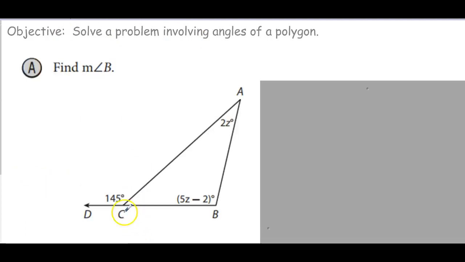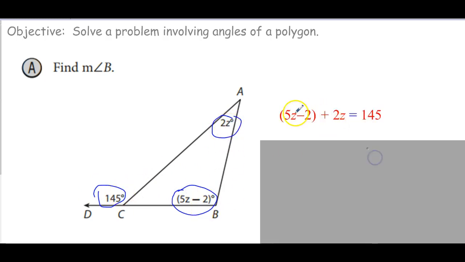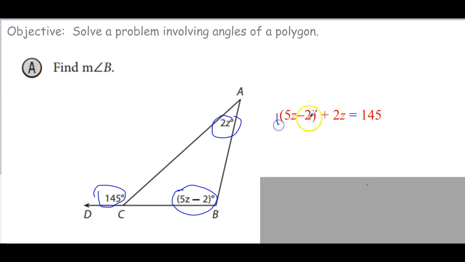So, using it to solve a problem. Here's an exterior angle, 145. These are the two remote interior angles right here. So basically, 145 is going to equal 2z plus 5z minus 2. So the sum of 5z minus 2 and 2z equals 145. So distribute the one here, add like terms, just do your normal equation solving. You solve for z.